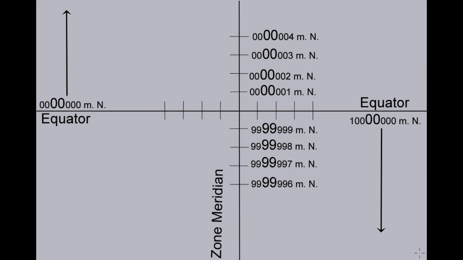Next, let's look at UTM coordinate values and how they're derived. UTM coordinates, or each UTM coordinate, consists of an easting and a northing. Eastings and northings are false values based on the arbitrary value given at the equator and at the zone meridian. Let's start out by looking at northings.